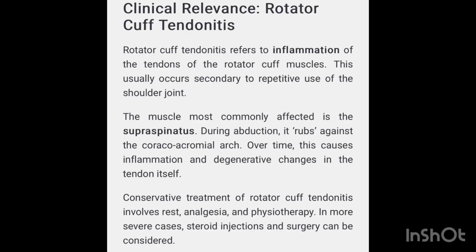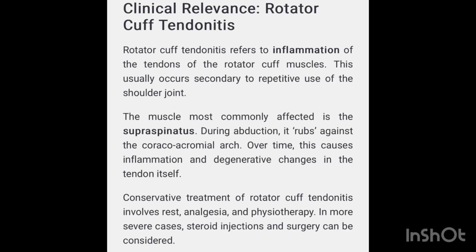So for the clinical notes, you always remember what we call rotator cuff tendinitis. So what is rotator cuff tendinitis? You remember that there can be an inflammation of the tendons of the rotator cuff muscles. Now this usually occurs secondary to repetitive use of the joint. So when you use your joint often, you can have rotator cuff tendinitis. And the muscle mostly affected here is the supraspinatus. So when there's supraspinatus damage, what happens? You will not be able to abduct, the first 15 degrees of abduction.